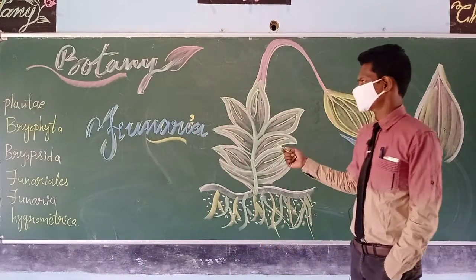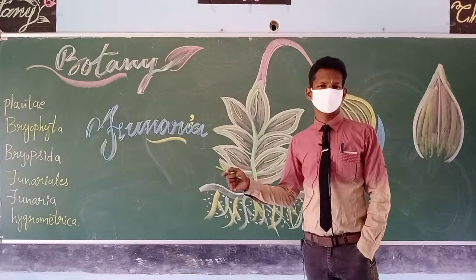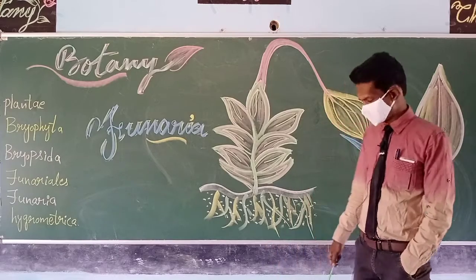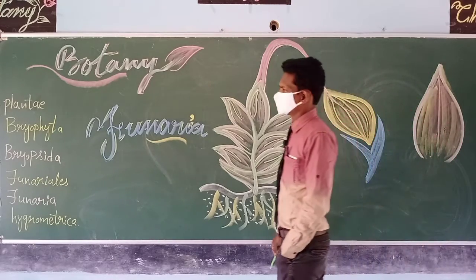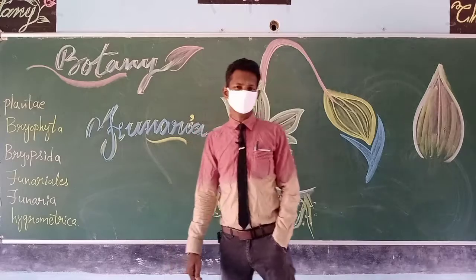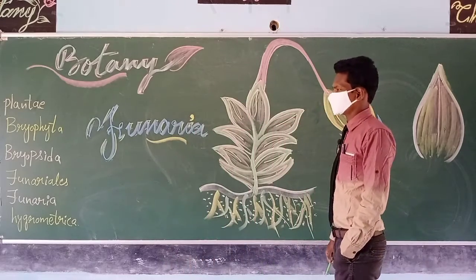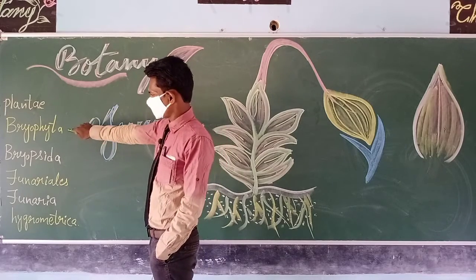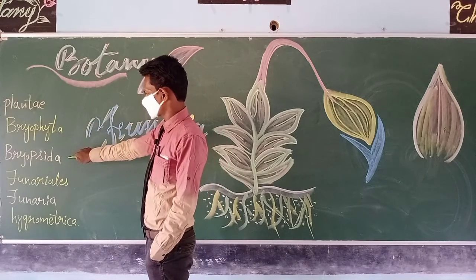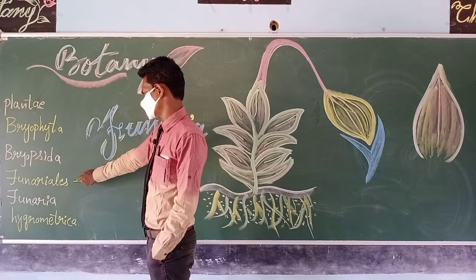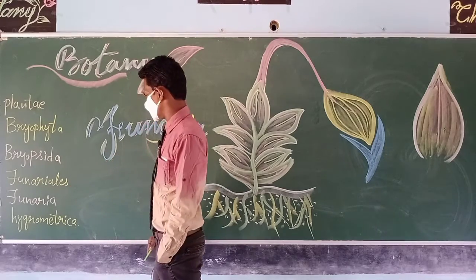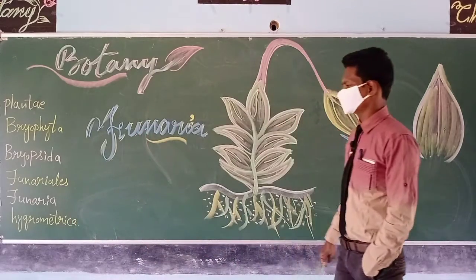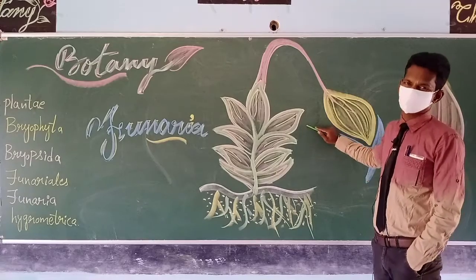In today's class we are going to learn about a specimen, that is Funaria hygrometrica. First we will go through the systematic position, classification or hierarchy of this Funaria. Kingdom is Plantae, division is Bryophyta, class Bryopsida, order Funariales, genus Funaria, species hygrometrica. So the scientific name is Funaria hygrometrica.